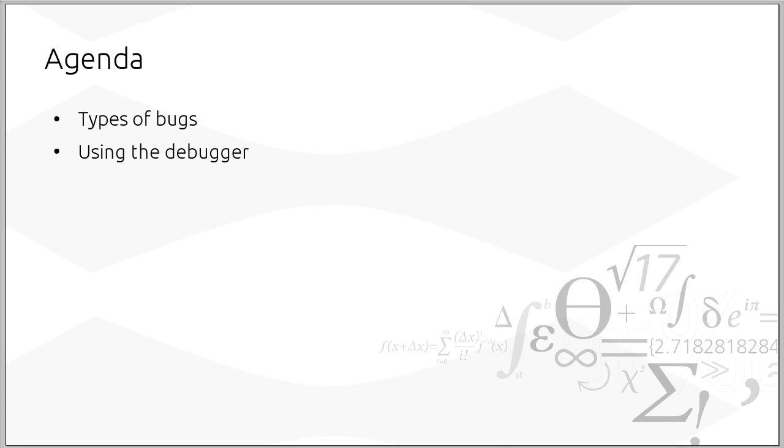A bug in your program is when there's a mistake of some sort that makes it not work or compute the wrong results. Some bugs can be very difficult to find, and a very powerful tool for finding bugs is the debugger. So today I'm going to say a little bit about different types of bugs that you might encounter and how you can use the debugger to find them.